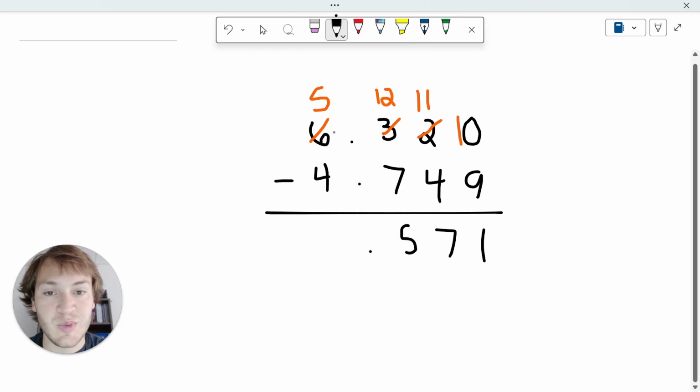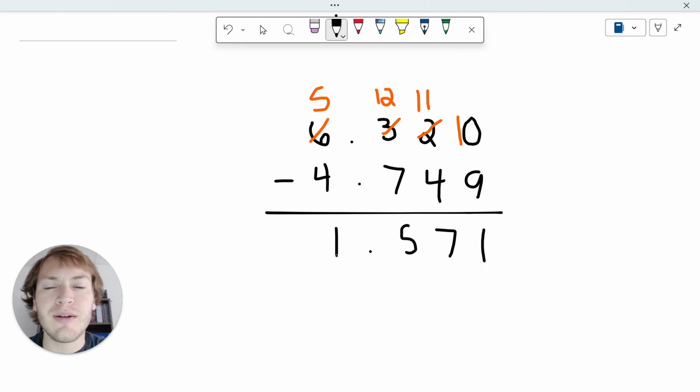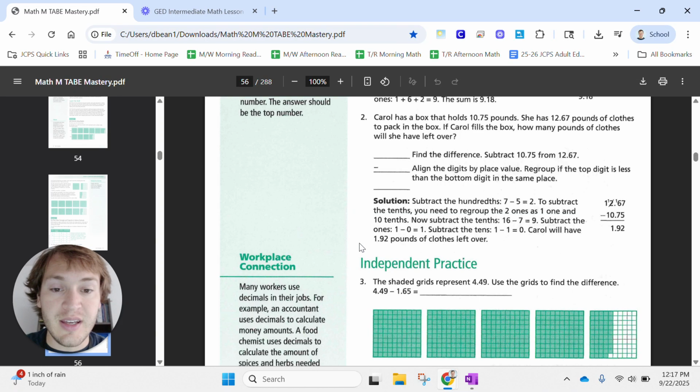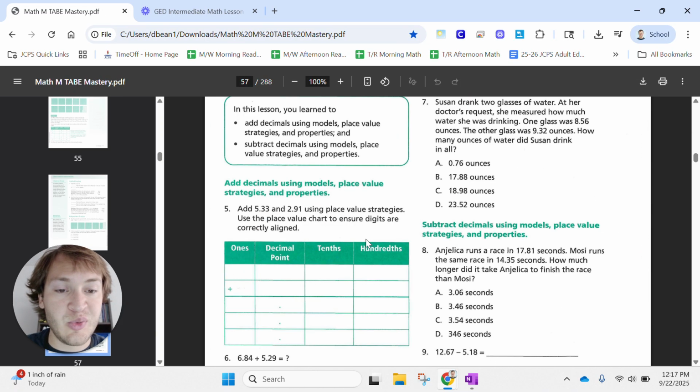We're going to bring down the decimal point. And then 5 minus 4, thank God we can do that. That's a 1. So our answer is 1.571, right? So what I just showed you is you can always add zeros at the end of the decimal. It doesn't change it. Just make sure you're always lining these things up based on their place values. Okay. Yeah, that's pretty much it.